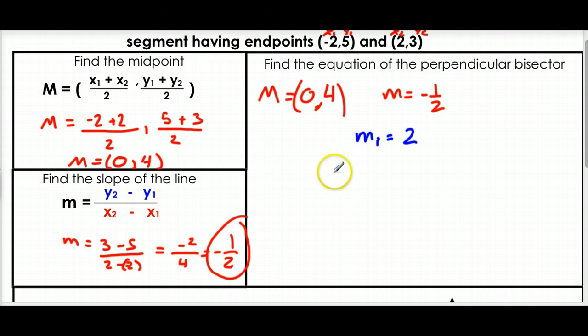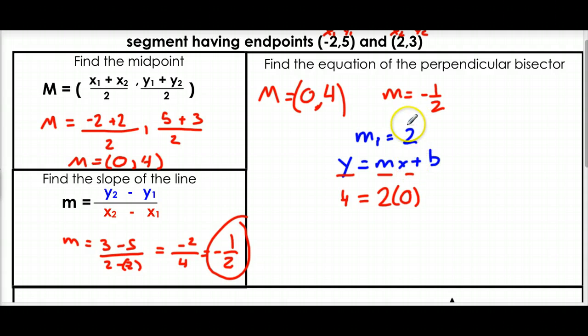We start by writing our new equation, y equals mx plus b, right? It's going to go into this form, and we're going to plug in our values for y, m, and x. So our y is 4, right? We're using our midpoint. We know it has to go through the midpoint, so it's going to be 4 equals. We have an m of 2, and the x is 0.